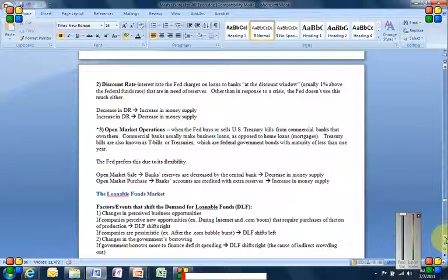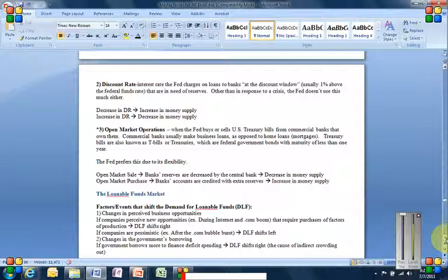Treasury bills are also known as T-bills or treasuries, which are federal government bonds which have a maturity of less than 1 year. And remember, bonds are loans. If you own a bond, particularly a government bond, what you've decided to do is loan the government some money in exchange for the expectation that they're going to pay it back with interest at some point in the future. In this case, we're talking about short-term bonds. They're going to mature in a year or less. There are other kinds of bonds that mature years and years from the time that they're issued.